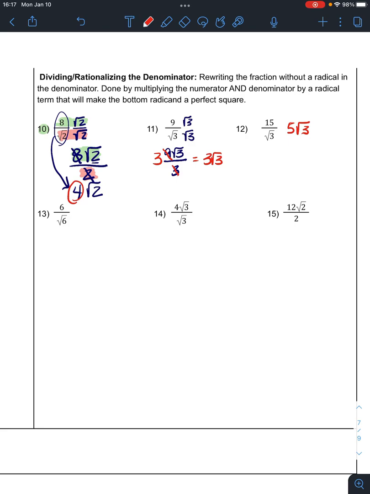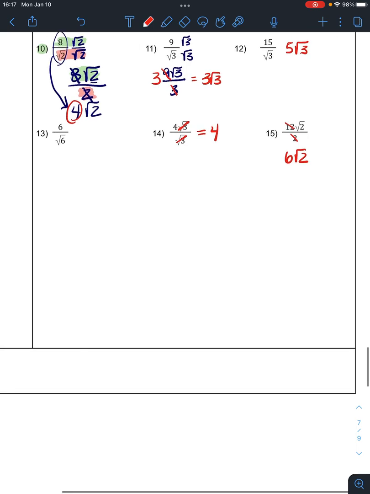Now, when you have a problem like number 14, look at what you've got. Already you start out with a root 3 on top and a root 3 on bottom. You know what happens? Those two cancel out. We're going to simplify them before we ever even get started. Always look at your fractions and see if you can simplify them before you do anything else. The same thing with number 15, right? I don't have a square root in the bottom, so I don't need to rationalize it, but I do notice that there's a 12 on top and this 2 in the denominator. Those cancel out and leave you with 6 root 2. So you always want to simplify when you can.